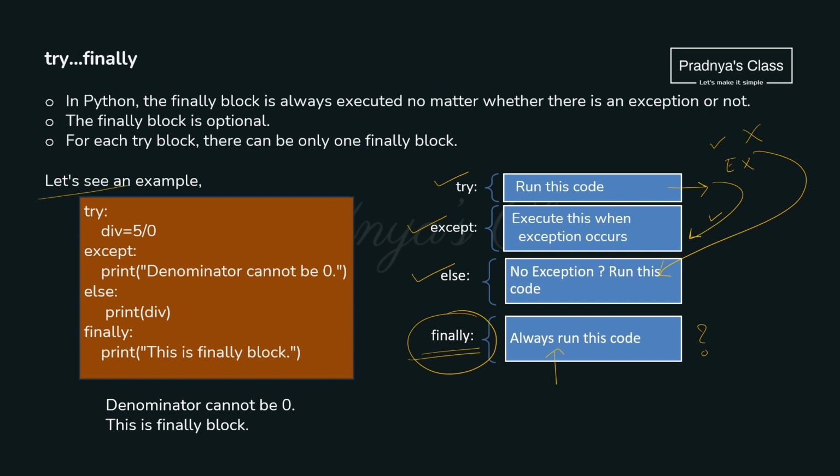This concept will be clear with this example. We are trying to divide by 0. So an exception occurs. Then the control will come to the except block. This message will get printed: Denominator cannot be 0. In this case, the else block will not execute because an exception occurred. It went to the except block. It will not come to the else block now. The finally block is going to execute. So we are getting this output. This is the finally block. Hope you understood all 4 blocks.